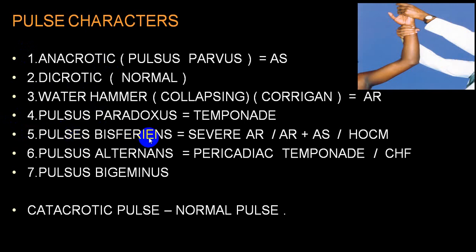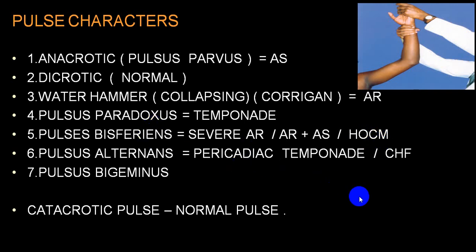Now there is another variety of pulse we call pulsus bisferiens. This will be very characteristic, where you will be able to feel the pulse with two heads. You will see two uplifts while palpating the pulse. It will be seen in a person who has severe aortic regurgitation, or a person who has predominant aortic regurgitation with aortic stenosis, and sometimes in case of hypertrophic obstructive cardiomyopathy. In short, we call it HOCM. This is called pulsus bisferiens.